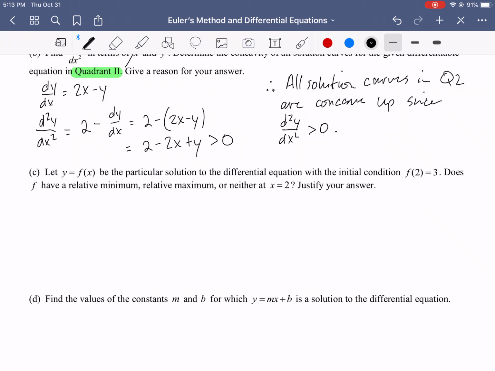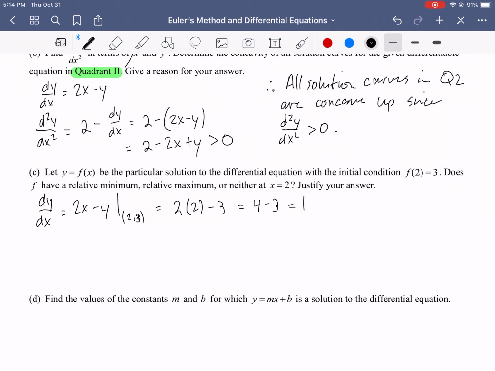It says, does f have a relative min, max, or neither at x is equal to 2? Justify your answer. So what we're going to do here is use the second derivative test, because we have the first derivative. The first derivative, remember, was equal to 2x minus y, and we found the second derivative in part B. So we're going to use that if necessary. So I'm going to evaluate this at the point they're talking about, which is 2, 3. And so if I plug that in, I'm going to get 2 times 2 minus 3, which is equal to 4 minus 3, which is equal to 1.